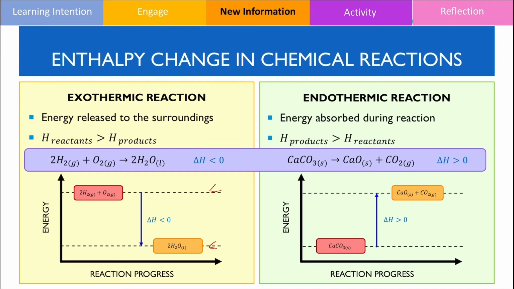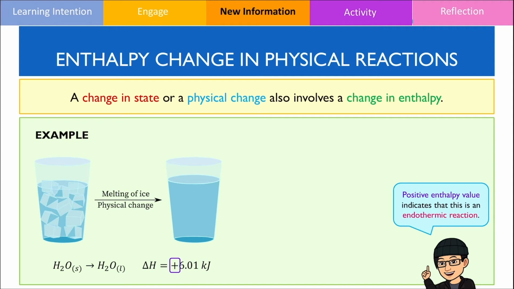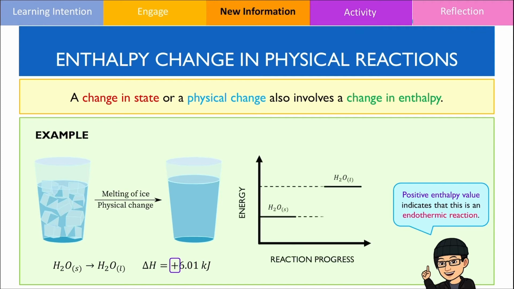Changes in enthalpy are not limited to chemical reactions. The energy content also changes in physical changes when a substance changes from one state to another. For example, in order for ice to melt to water, it would need to absorb energy from the environment, and because it's absorbing energy, this process can be regarded as endothermic. We know that this is an endothermic process because the enthalpy value is positive. Similarly, this is also demonstrated here on the energy diagram as well.